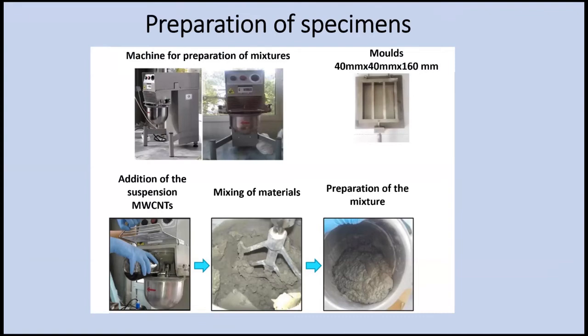Upon the completion of the above process, the mixtures containing water, multiwall carbon nanotubes, SDBS, and TBP were added into the Portland cement. And in this picture, we can see the preparation of the mixture in order to create specimens with dimensions 40 by 40 by 160 millimeters.